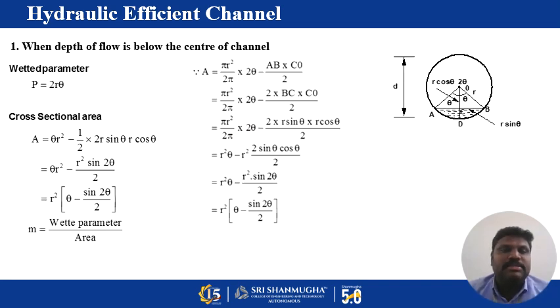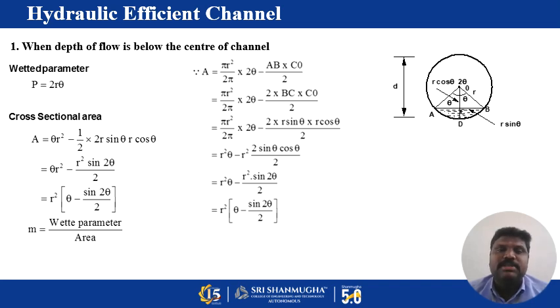And the most economical section for circular. In circular, there are two conditions that we have adopted. One is depth of flow below the center of channel. The second one is depth of flow above the center of channel. The wetted perimeter with respect to circular channel, where perimeter is equal to 2r theta, cross-sectional area is r square into theta minus sine 2 theta by 2. This is the perimeter and area for circular section.